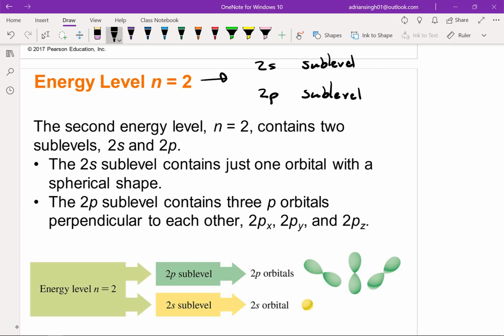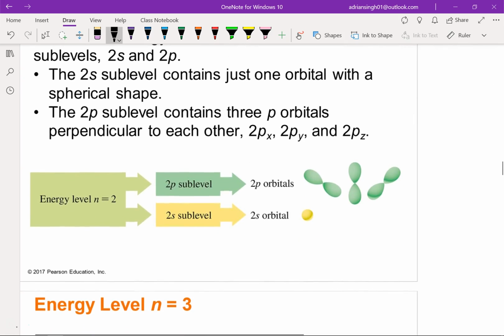The 2s sublevel, like any s sublevel, is going to contain one s orbital, the 2s orbital. And the 2p sublevel, like all p sublevels, will contain 3 of the 2p orbitals. All right, and we have them designated or shown down here.